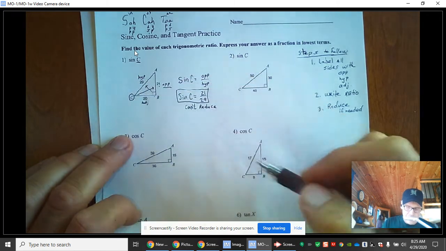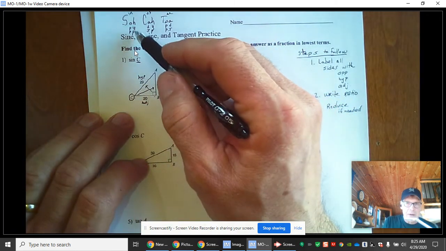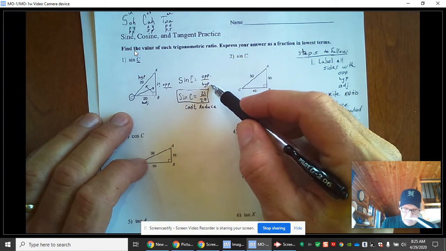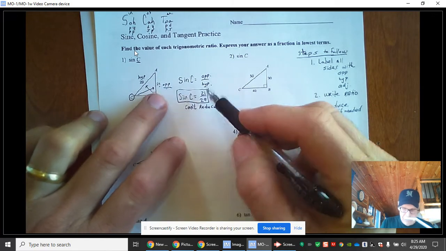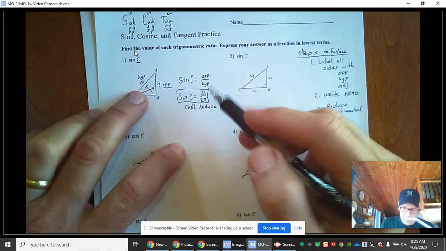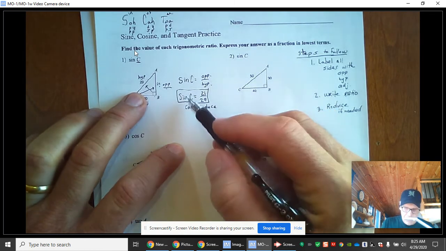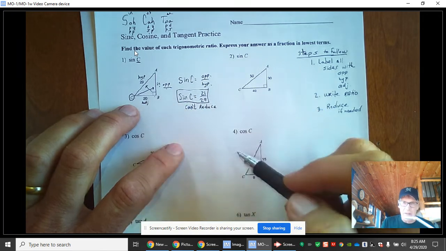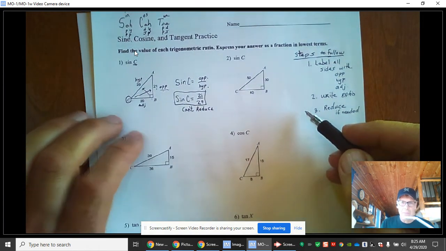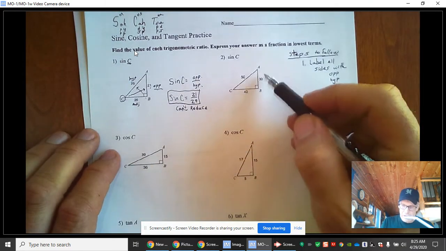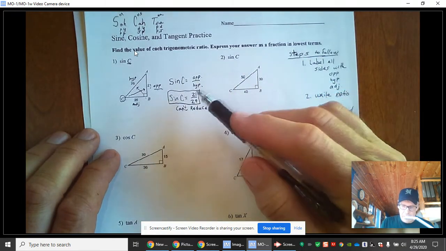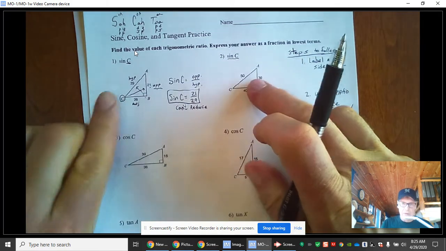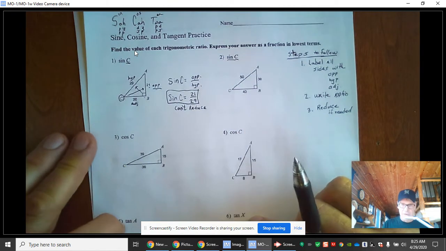So label all those. Now, they specifically want the sine. Sine is the opposite over the hypotenuse. So what is my opposite? It's 21. And what's your hypotenuse? Length of 29. So the ratio for the sine of angle C is 21 over 29. Can't reduce, circle it, and then you're good to go. Okay? Again, label all the sides, then write your ratio of what they want. Again, they want sine C. So they want two sines, two cosine, two tangent.